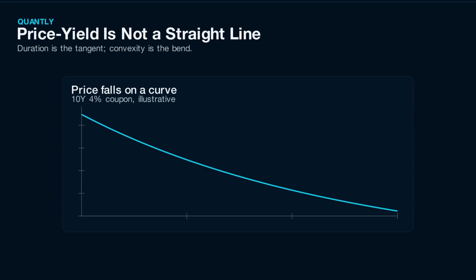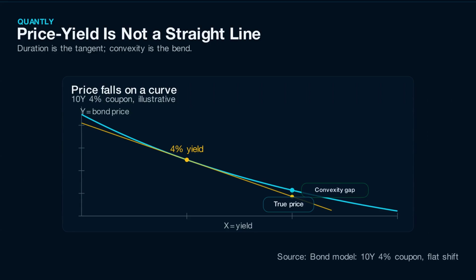The reason is geometric. The true relationship between a bond's price and its yield is not a straight line. It is a curve, specifically a convex curve that bows outward toward the bondholder. Duration treats this curve as if it were linear, taking the slope at one point and extending it. For small moves, that approximation is fine. For large moves, the true price lands somewhere meaningfully different from where the linear estimate points.